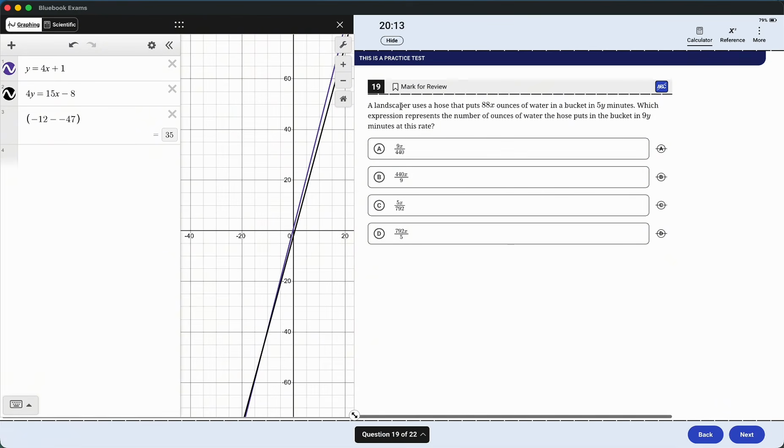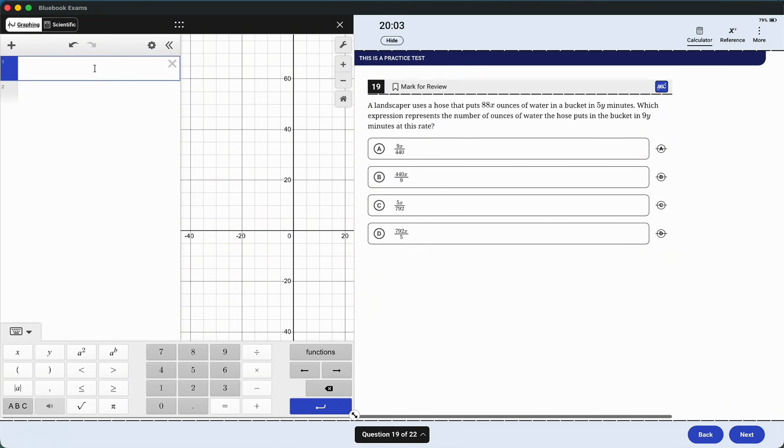Next one here, a landscaper used a hose that puts 88x ounces of water in a bucket in 5y minutes, right? That's a ratio. Ratios are like 2 per in, those are keywords for ratios. So I can write something like this: ounces on top and minutes on the bottom. And then over here, what does it want? It wants to know how many ounces. So that's going to be our unknown here. And we know it's 9y minutes. So basically you just got to solve for that question mark.